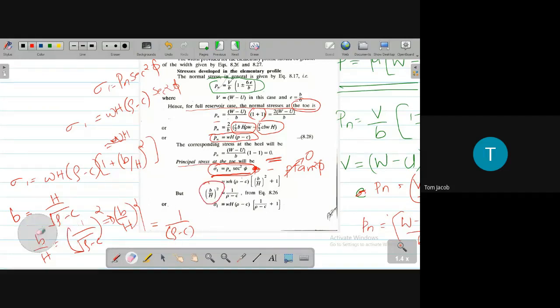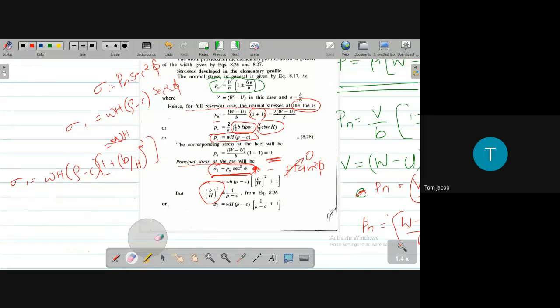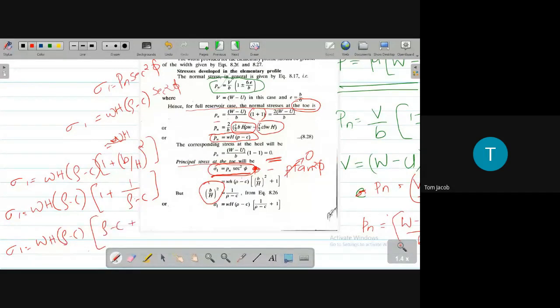So substitute that here. We will get sigma 1 is equal to WH into rho minus C into 1 plus B by H whole square, which is 1 by rho minus C. Now solving this, after solving that, we will get sigma 1 is equal to WH into rho minus C into rho minus C plus 1 divided by rho minus C.